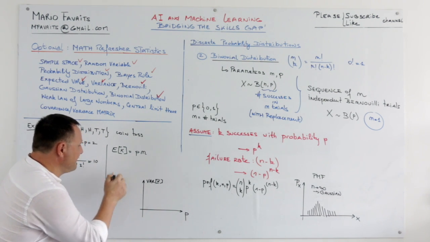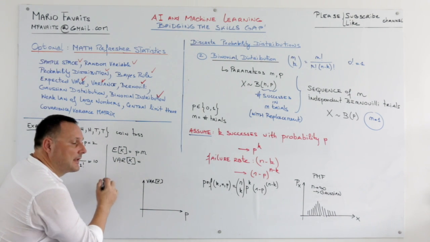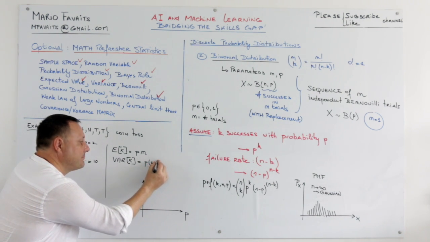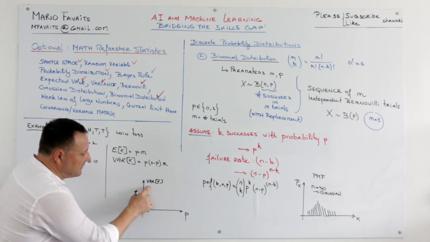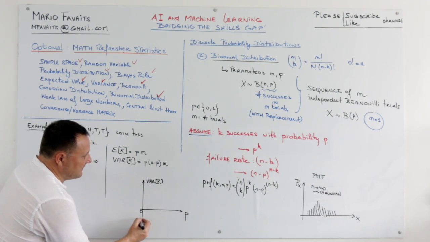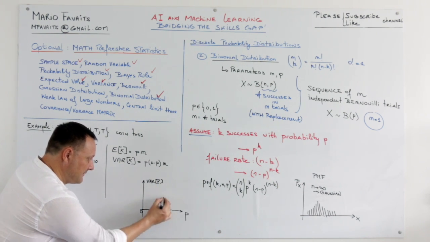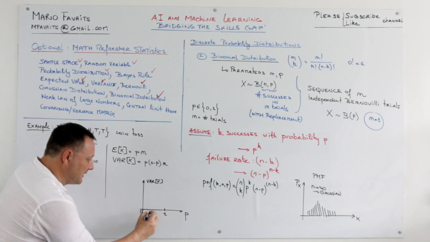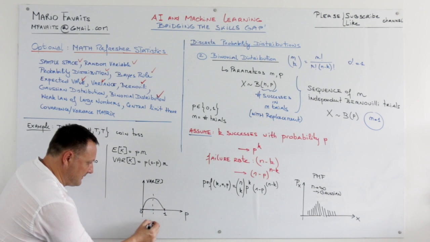Let us take a look at the variance of x. In the Bernoulli trial we had p times 1 minus p, and here what we do is we multiply by n. So if you put the variance in relation to p, when p is 0, your variance is 0, and when p is 1, your variance is also 0. So your curve will look something like this.